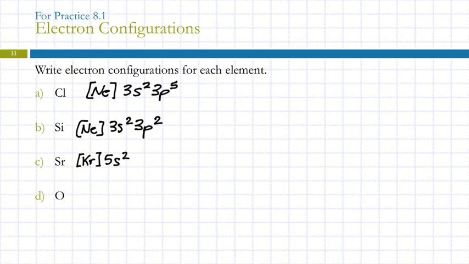Let's do the full electron configuration for oxygen. What's it start with? 1s2, 2s2, and 2p4. Okay. So, any questions?